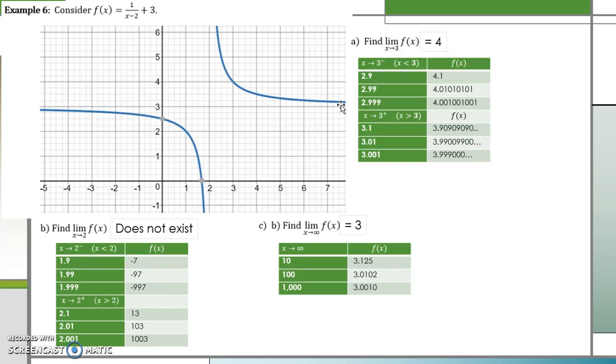And that concludes our lesson on limits, a numerical and graphical approach.